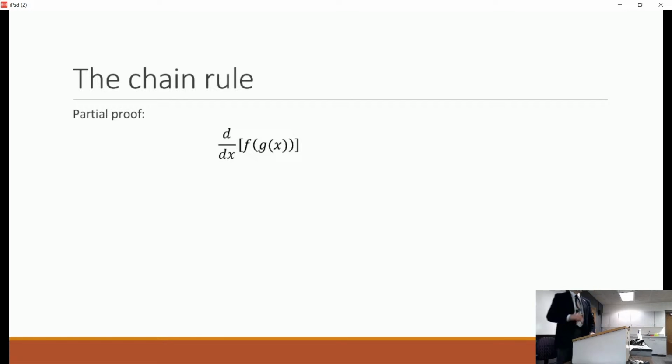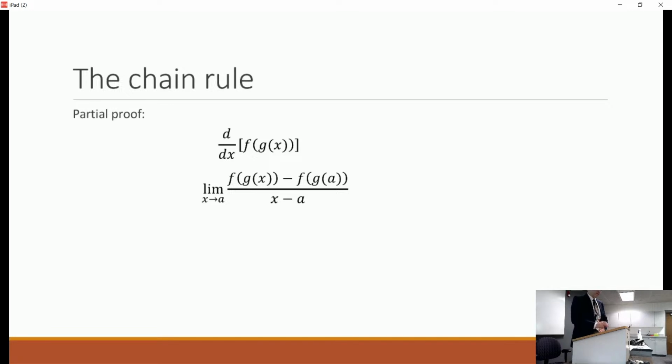Now, the proof that I'm going to do, or at least not the proof, the derivation, is going to use the alternate version of the derivative. Instead of using the limit as h approaches 0, I have the limit as x approaches a of f of g of x minus f of g of a over x minus a. It's the same exact limit, but it's just a little different way of looking at it.